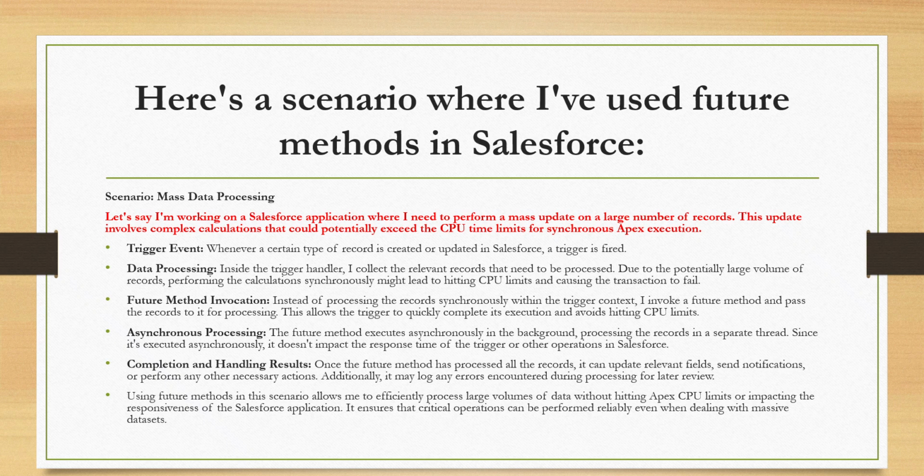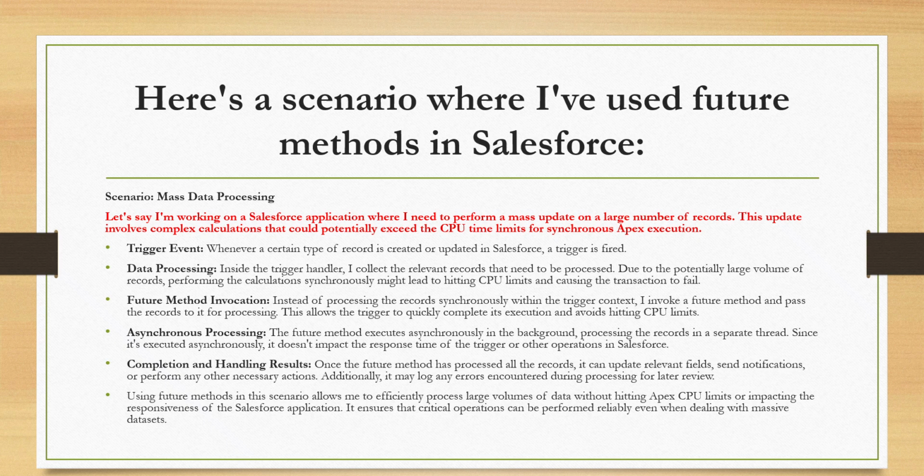The scenario is mass data processing. Let's say I'm working on a Salesforce application where I need to perform a mass update on a large number of records. This update involves complex calculations that could potentially exceed the CPU time limits for synchronous Apex execution. So the steps are: trigger event, data processing, future method invocation, asynchronous processing, and completion and handling results.